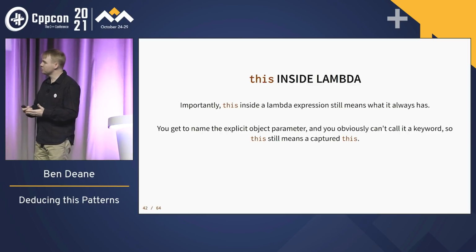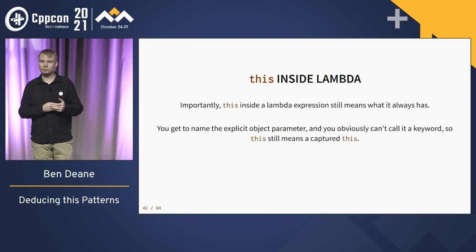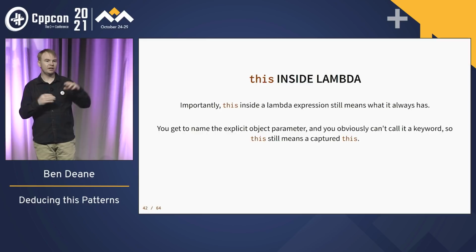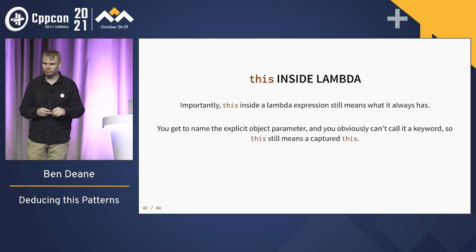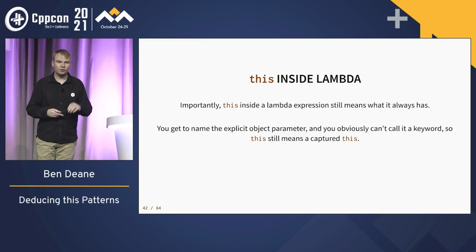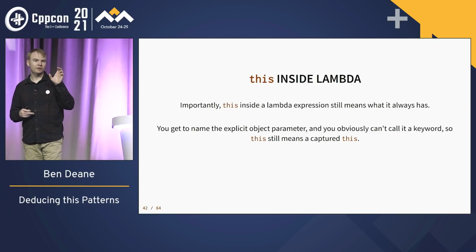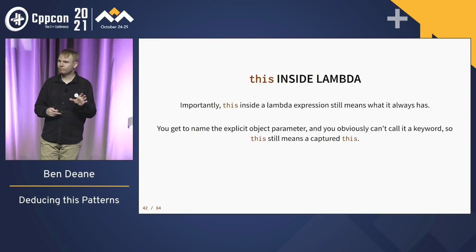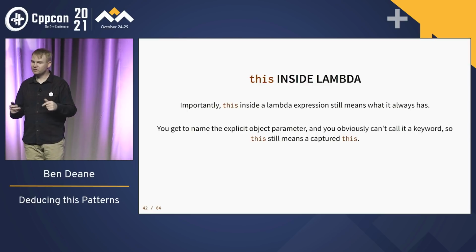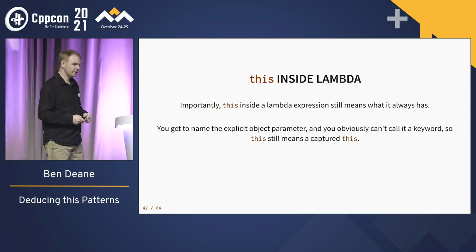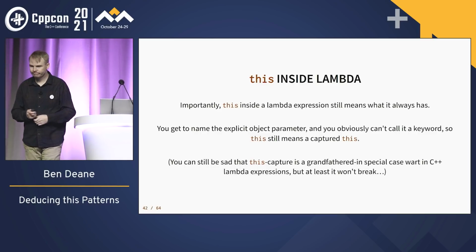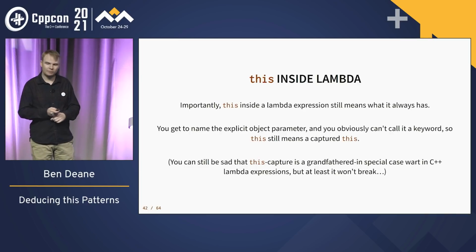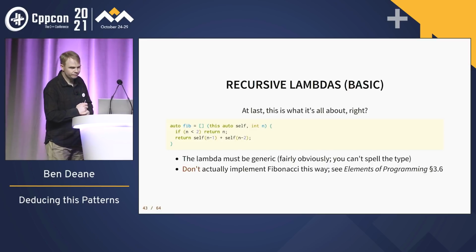So, as I mentioned, when you write this inside the lambda expression, it still means what it always has. It means the captured this from outside of the lambda expression. Now, in addition to that, you get to name the object parameter, which is the closure object of the lambda. And you obviously can't name it this, because this is a keyword. So this still means the captured this. I can still be a bit sad that this capture, which I consider a grandfathered-in wart on lambdas, but at least that won't break.